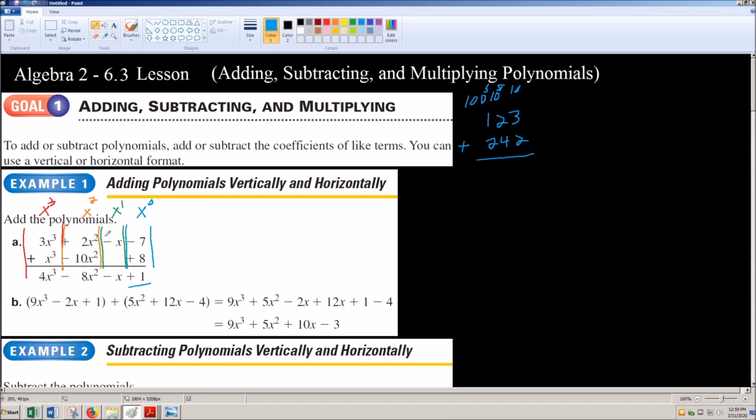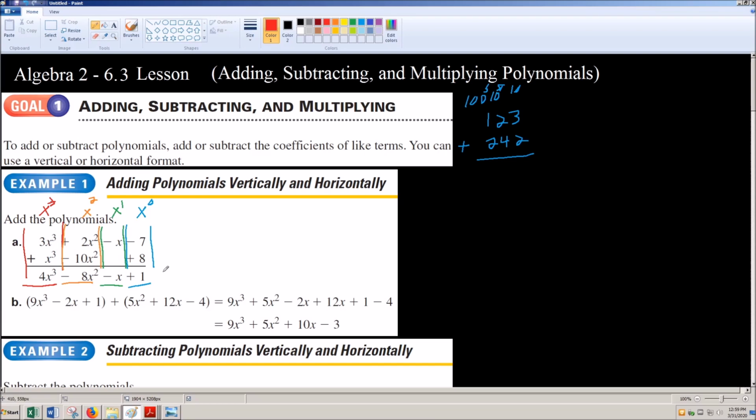Now I look at my x's. I had a negative x here, and then I did not have any other x values, so it's just going to remain negative x. The next one I'm looking at here is my 2x squared with a negative 10x squared. So this is going to be negative 8x squared when I add these things up. And then last but not least, I have a 3x cubed and an x cubed. So this is like 3 plus 1, which is 4x cubed. So my final answer here would be 4x cubed minus 8x squared minus x plus 1.